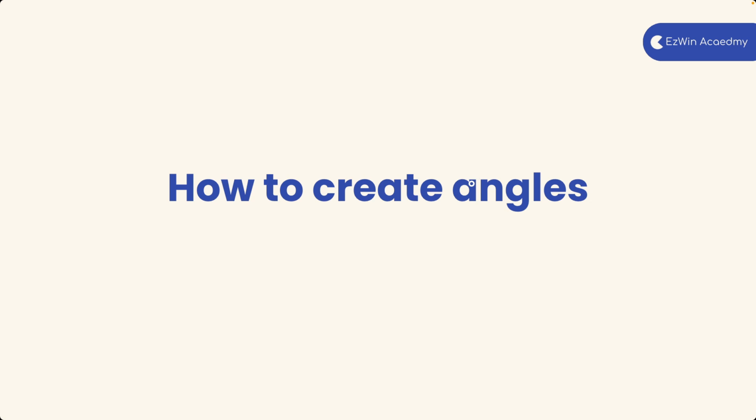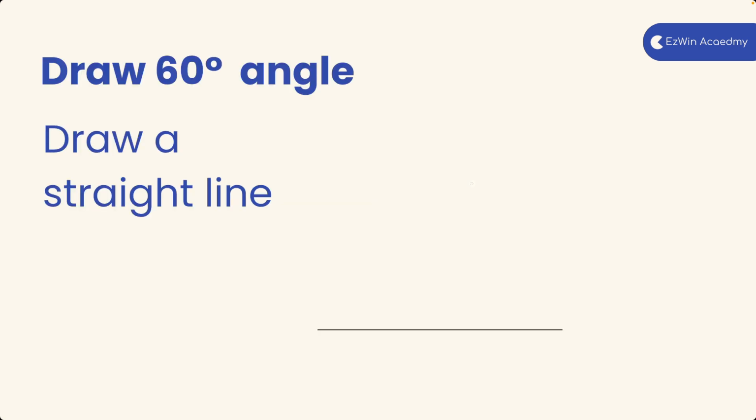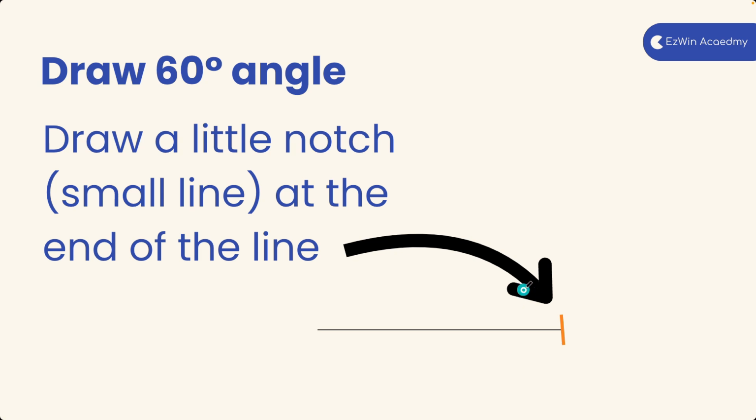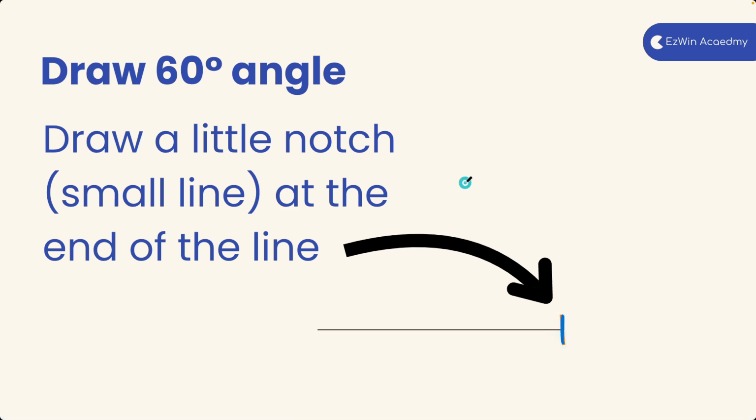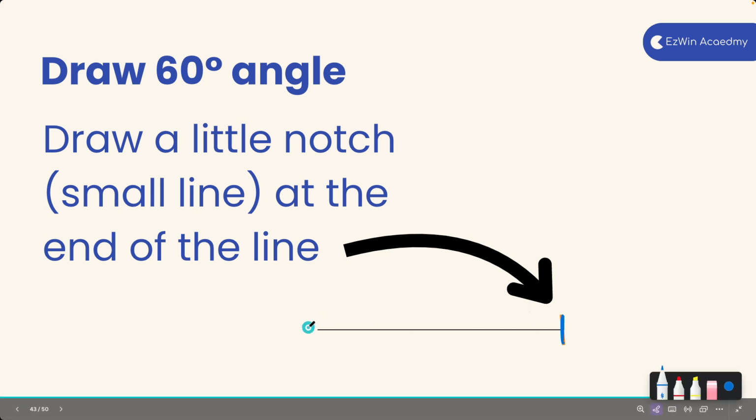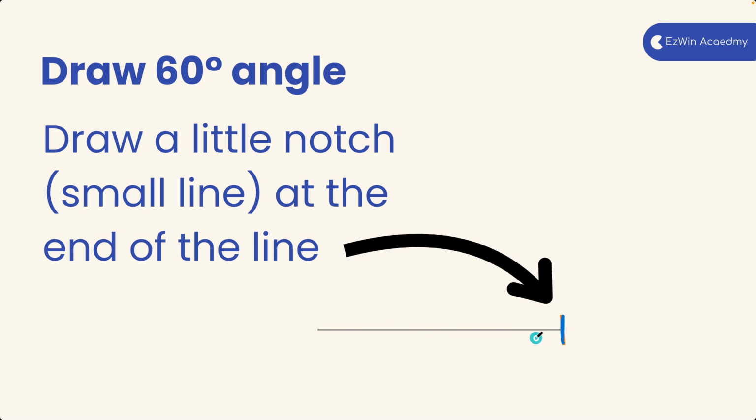The next part is, how do we then create the angles? So maybe a question is, draw a 60-degree angle. What you need to do is to draw a straight line, that's what you see over here, using a ruler. So make sure you have a ruler or anything very, very straight. Second thing is that, just like how we measure angles, we also need to create a notch over here. And this small line is at the end of the line. You don't have to draw a very long line, just enough for the protractor that you're going to use.